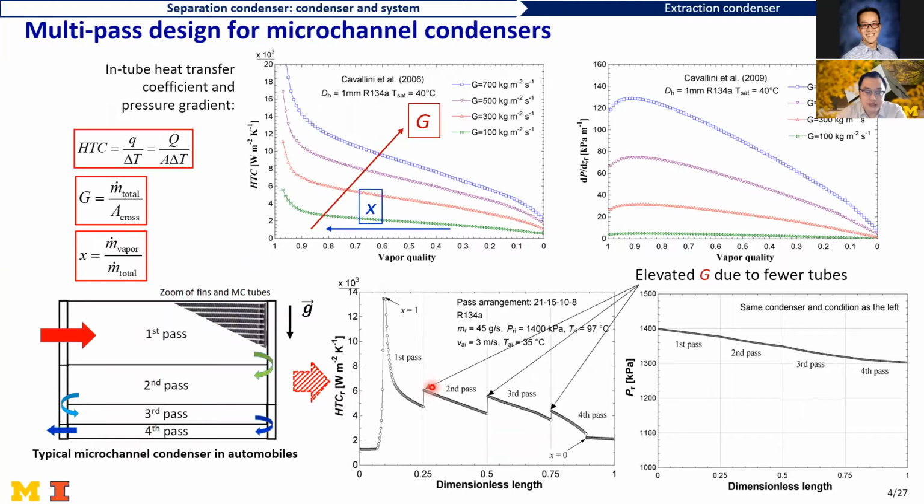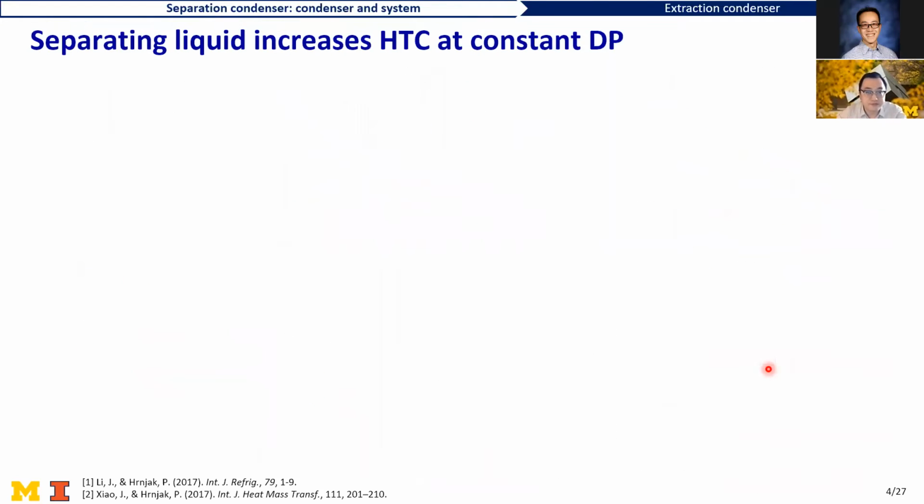That's why there's an increase of the heat transfer coefficient. And the pressure of the refrigerant inside the tube will decrease monotonically as a function of the dimensionless length. This indicates that the frictional pressure drop is dominant compared with the deceleration pressure increase.